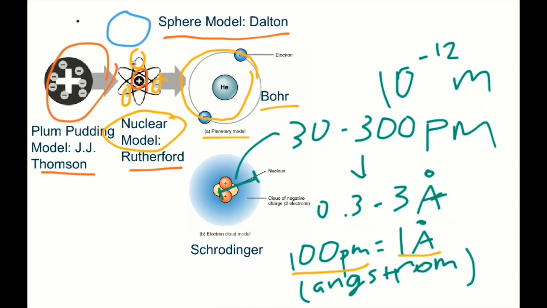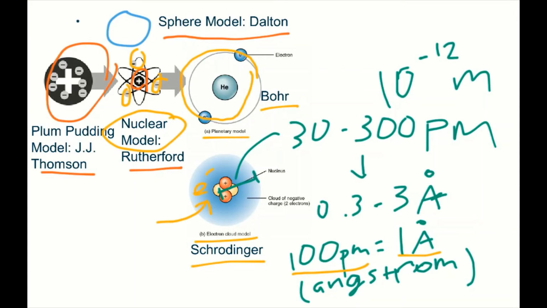Now, our last model, which we commonly use today, is made by Schrödinger and is called the electron cloud model. This model is basically Bohr's model, but the electrons are actually impossible to locate. So scientists determined that there were these clouds or spaces that were most likely to hold these electrons.